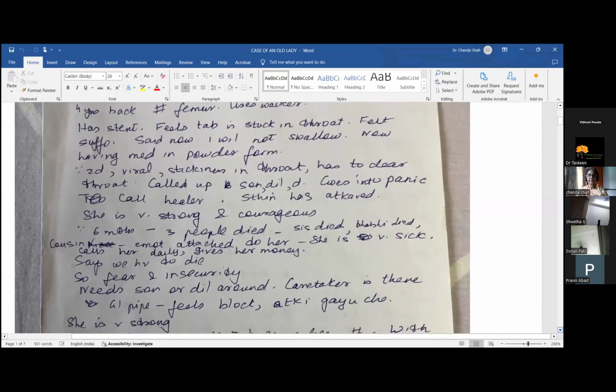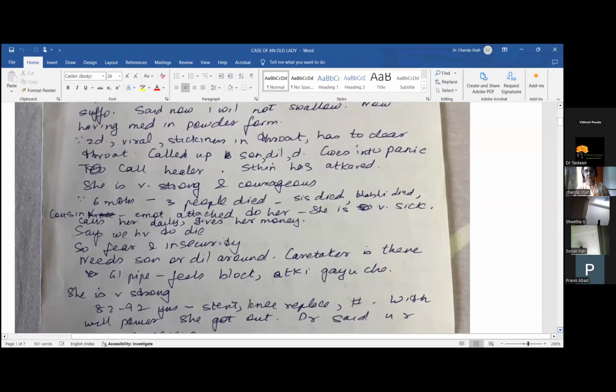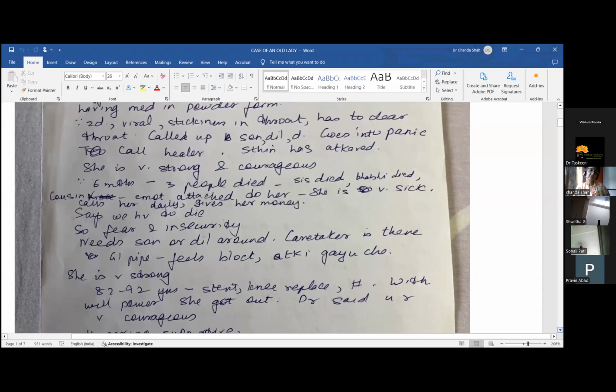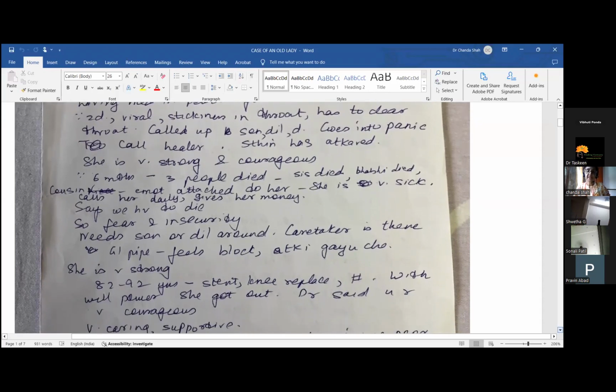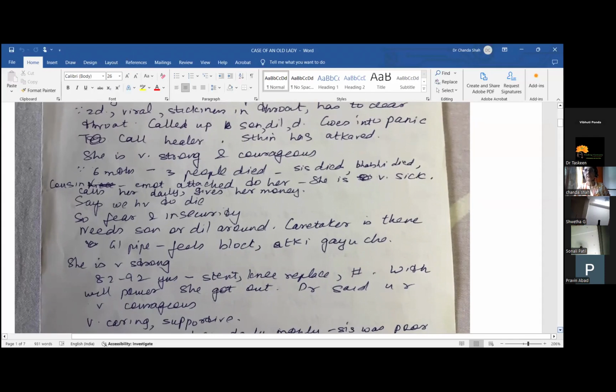Then she says the GI pipe, that is the esophagus, I feel there's a block. And she's a Gujarati patient, she's saying, atki gayu chhe. Like something is stuck, something is obstructing. And again, she's saying, my mother is very strong. Between the age of 82 and 92, she's had a stent, she got her knee replaced, she had a fractured femur. So, with willpower, she got out of all this. So many illnesses, she got out. And even the attending doctor is telling that old lady, you're very courageous. Okay, so many problems you had, but you faced it. Okay.